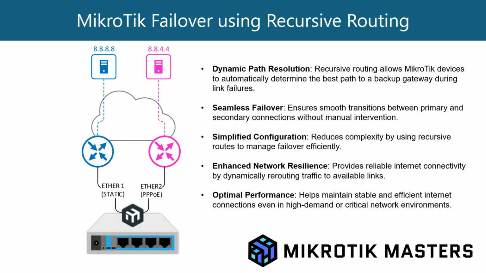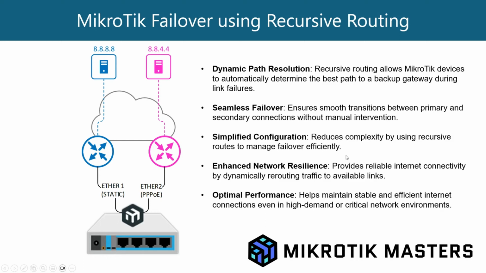It basically, not tricks, but it makes the router think that we've got direct connections to these public IPs. But in fact, we're routing across the internet across the two links. So if you're not familiar with recursive routing, it aids seamless failover, the smooth transitions between the connections. It's a simplified configuration, which you'll see compared to my other ones I did.